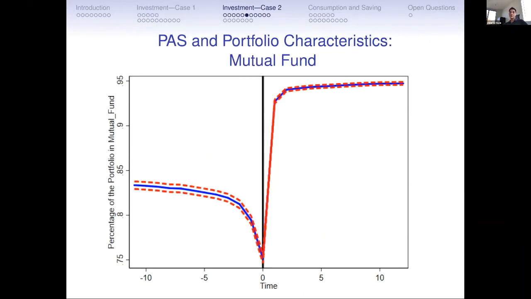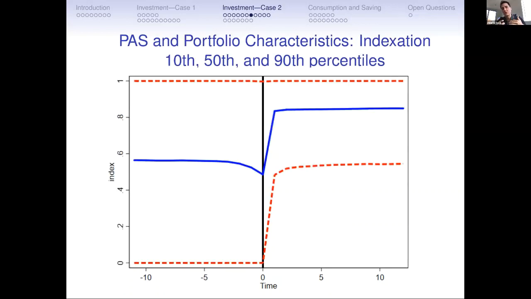In terms of percentage of the portfolio in mutual funds, these individuals already, when they were self-directed, had a lot of the wealth in mutual funds, approximately 80%. But afterwards, the wealth in mutual funds goes all the way to 95%. And one thing that I want to show you is that one effect you're going to find in these kinds of robo-advisors is this homogenization of the portfolio allocation across investors. You can see here with the indexation. 50% of the wealth of these individuals was in index funds before signing up. After signing up, it goes up to 80%.